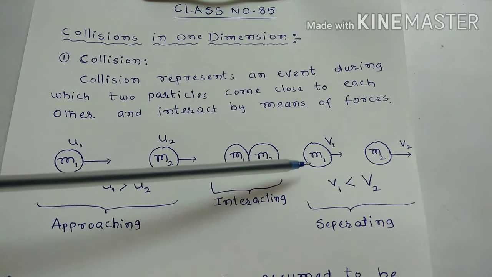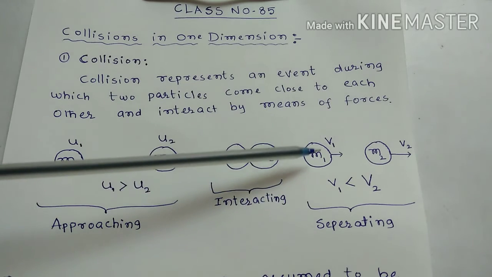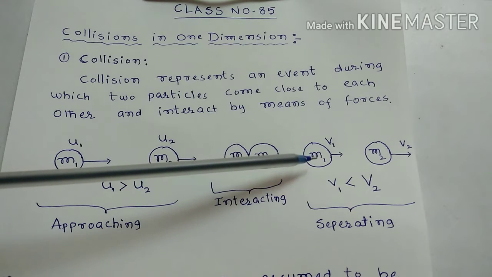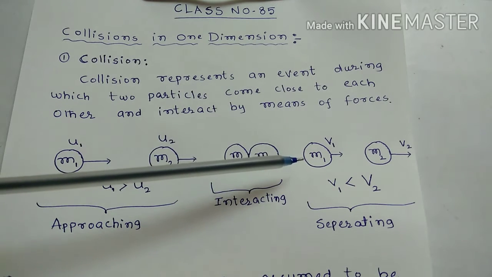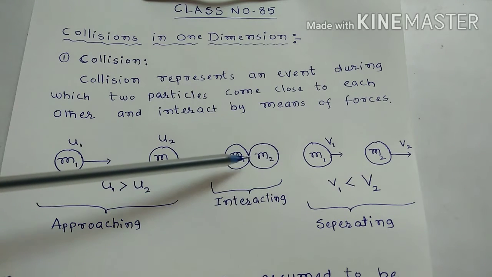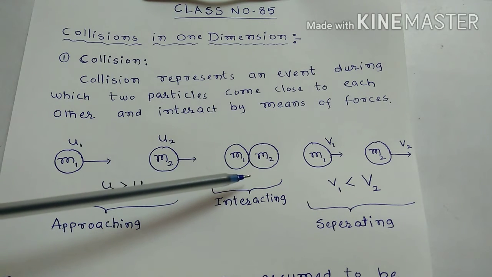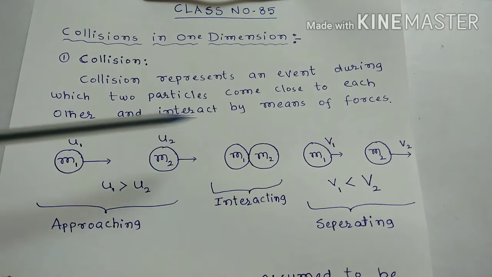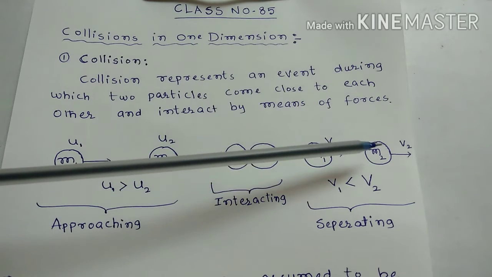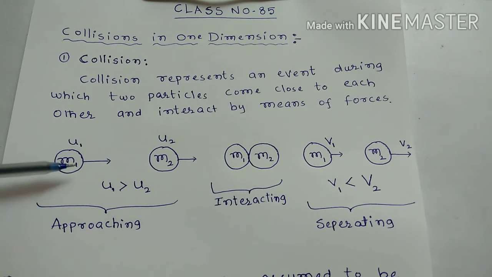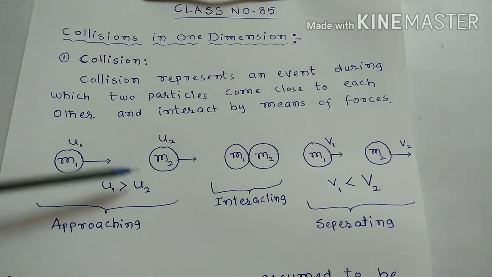That means there is a sudden change in velocity of each particle. So there is a change in momentum for each particle. The change in momentum is due to some interacting force at this place. These particles are moving along the same direction in one dimension. That is why it is called collision in one dimension.